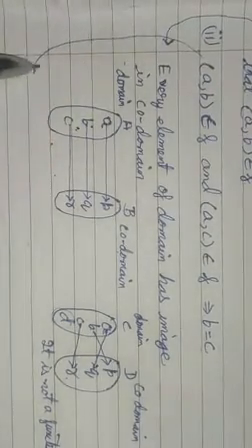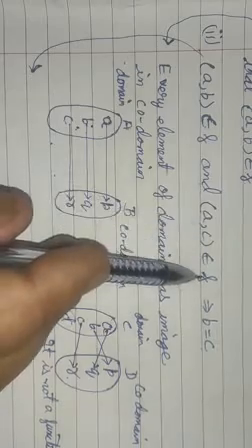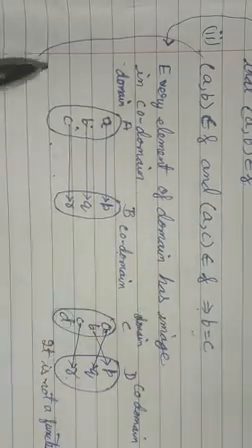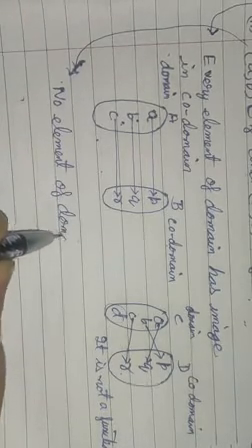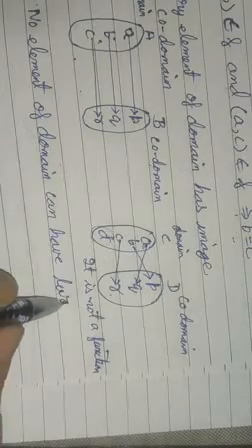Now second point is (a, b) belongs to f and (a, c) belongs to f implies that b equal to c. Now what does this mean? This means that no element of domain can have two or more than two images in codomain.